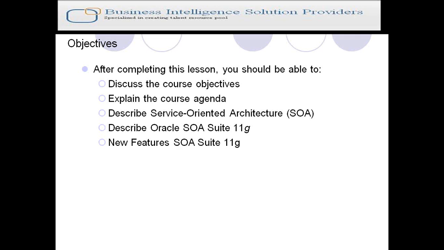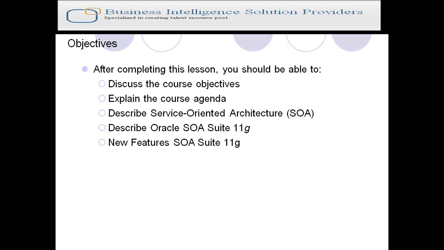Architecture on a very high level. We will discuss it, and then we will talk about what Oracle SOA Suite provides to enable SOA systems. In the last part, we will talk about new features of SOA Suite 11G. And then we will also have a question and answer round where you are free to ask me any question regarding the training or about any utility of SOA, and I will be very happy to answer all of them.